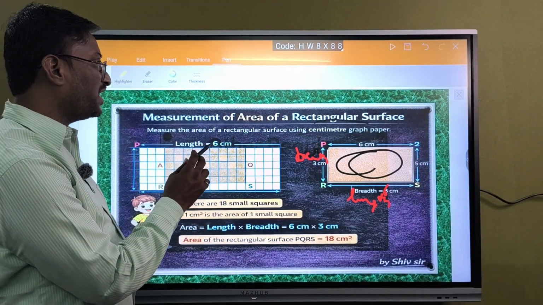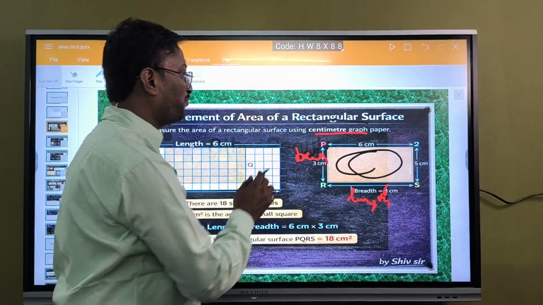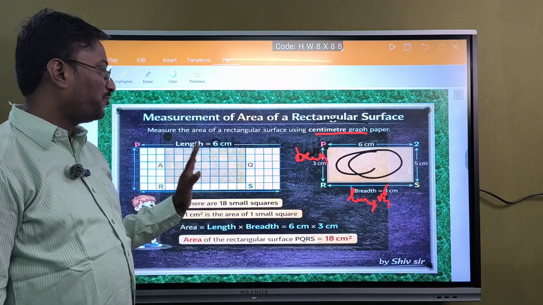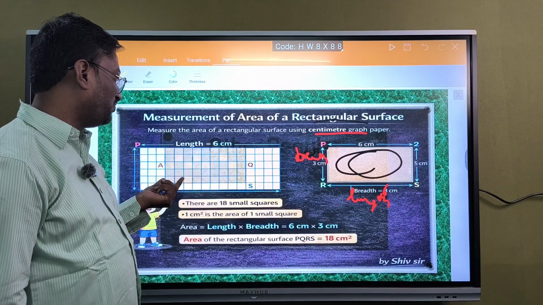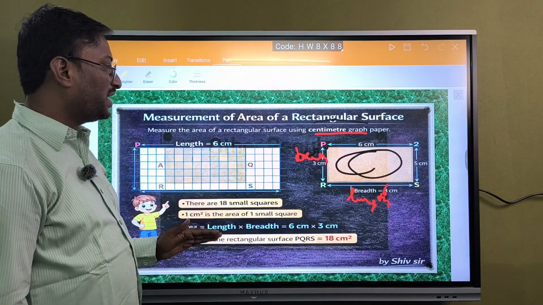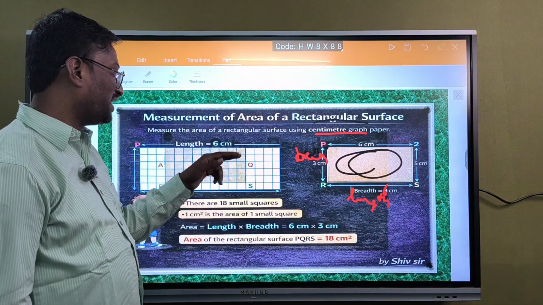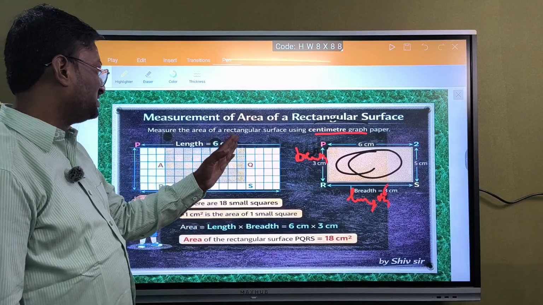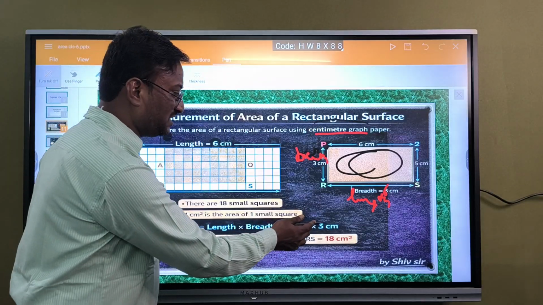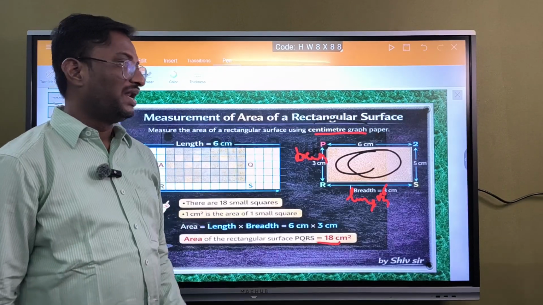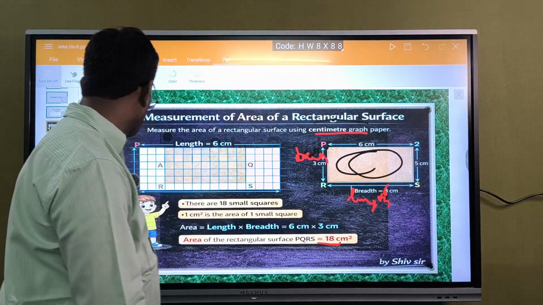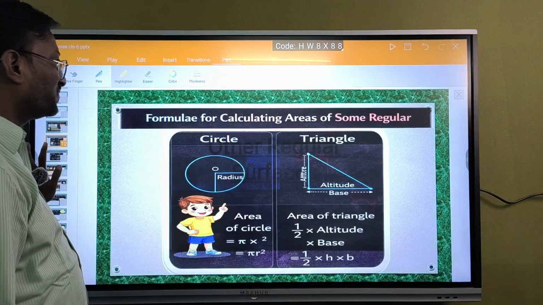Right? Measure the area of a rectangular surface using centimeter graph paper. We will be having a graph paper which is a centimeter graph paper, whose side will be 1 centimeter. By using this we can calculate how many squares there are. So length will be 6 centimeters. There are 18 small squares, 1 centimeter square each. So length into breadth, 6 into 3 is 18 square centimeters. Likewise we can measure, or you can use the formula method also. So these are the two ways to measure the area of a rectangle.